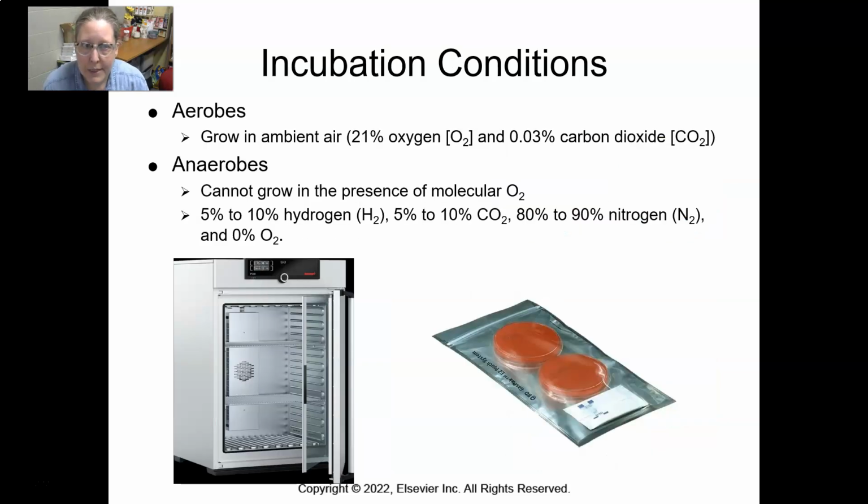We need to incubate the plates in the proper conditions. So aerobes love ambient air, 21% oxygen and 0.03% carbon dioxide. Your anaerobes cannot grow in the presence of oxygen, and so they need 5 to 10% hydrogen, 5 to 10% CO2, 80 to 90% nitrogen, and no oxygen in there. And so we typically have these anaerobe pouches. You may have anaerobe systems, larger canisters where you can put the anaerobe supplies to remove the oxygen and create an anaerobic environment for the plates.